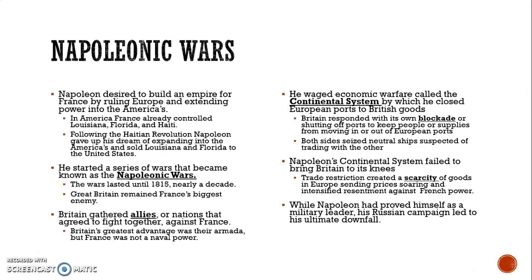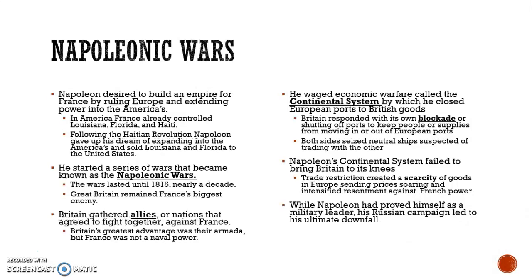They started seizing neutral ships suspected of trading with the other. So the French began seizing American ships, and American ships began seizing British ships, and it just went back and forth, eventually resulting in the War of 1812, which you'll talk about in American One. Napoleon's Continental System failed to bring Britain to its knees.